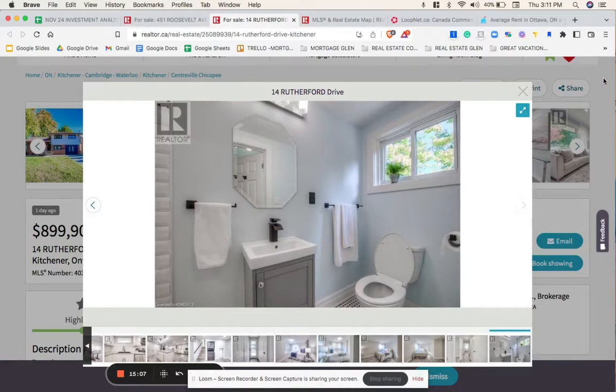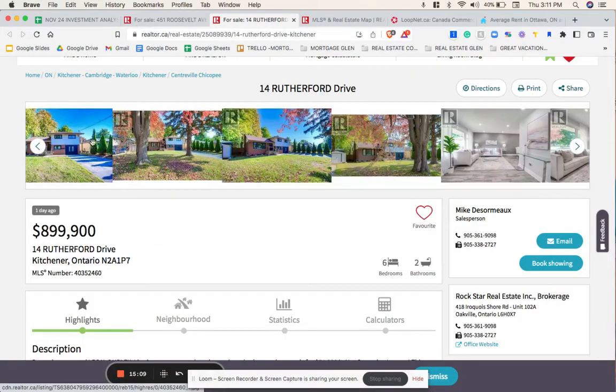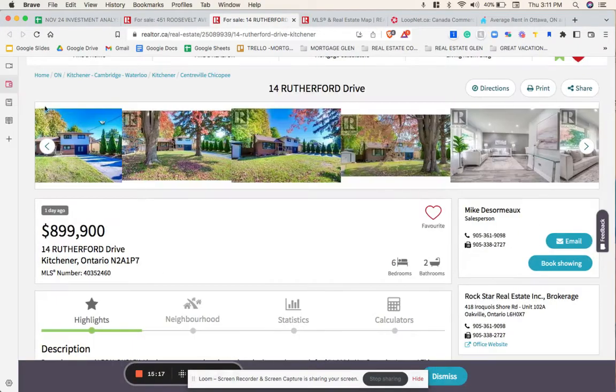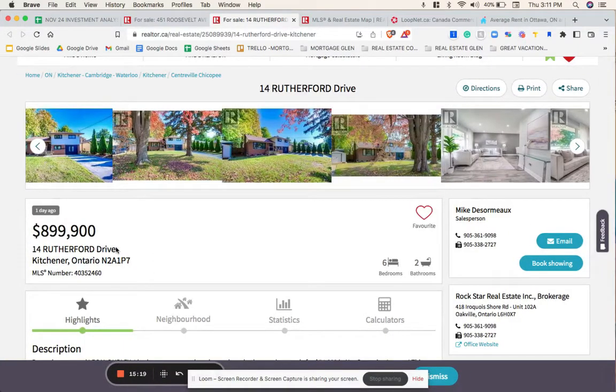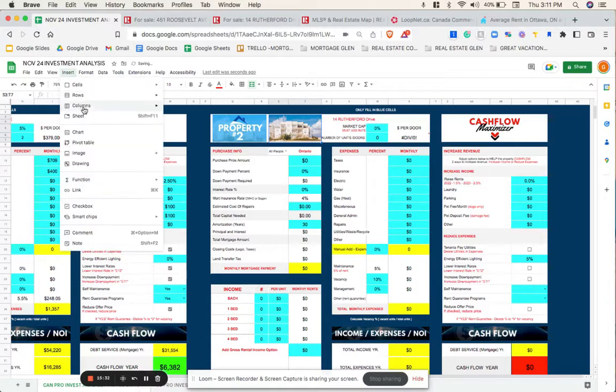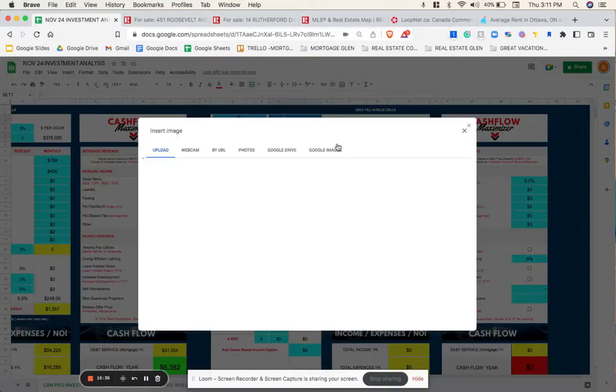We're gonna actually select this, and we're gonna copy this image. Okay. I'm just going to save it onto my desktop. I'm going to go here, Rutherford Drive, 14 Rutherford. I'm going to copy that. I'm going to come over to the Analyzer, and we can analyze 2 properties at once. I'm going to paste the address here. I'm going to click on the picture. I'm going to add the picture, image, insert cell.